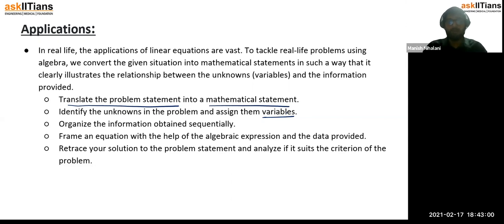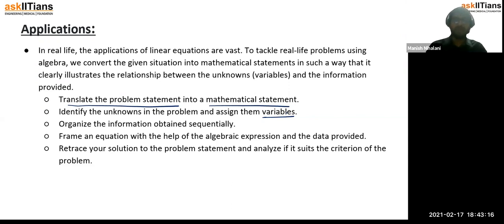Then we frame an equation with the help of an algebraic expression and the data provided. So we also got the equations. So now retrace your solution to the problem statement and analyze if it suits the criteria of the problem, right?